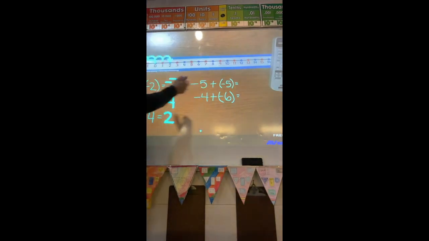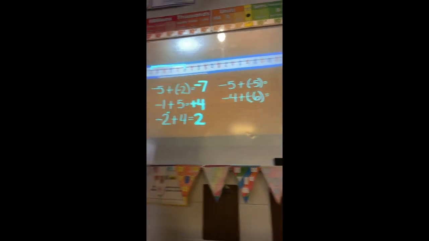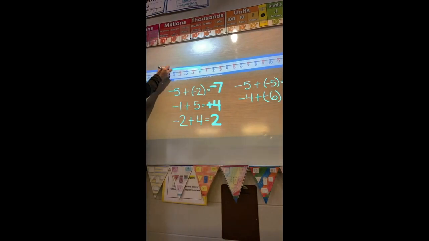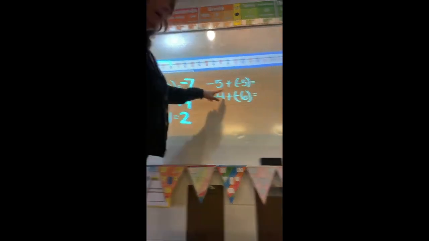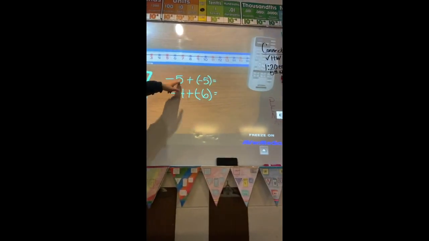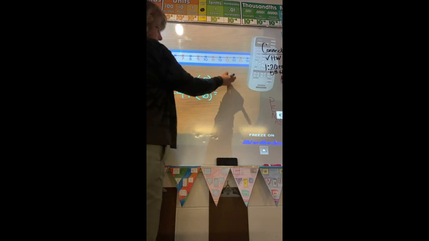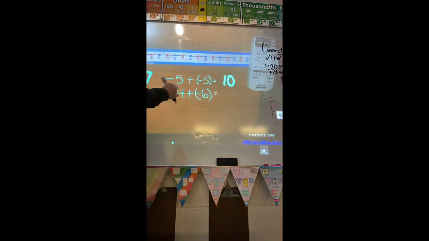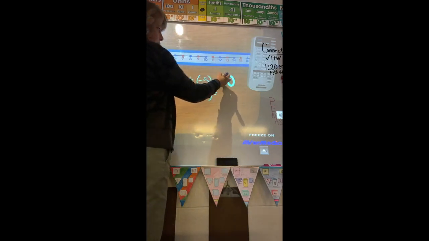This one, negative 5 plus a negative 5. So we start at 0 and we go down to negative 5. It's our starting spot. And now we want to go in the negative direction 5 more places. So I'm going to start at negative 5 and go 1, 2, 3, 4, 5. Same signs, add and keep. So I have both negative numbers, same signs, so I'm going to add them up. Same signs, add and keep, so I'm keeping the same sign. Negative 5 plus negative 5 gives me negative 10.